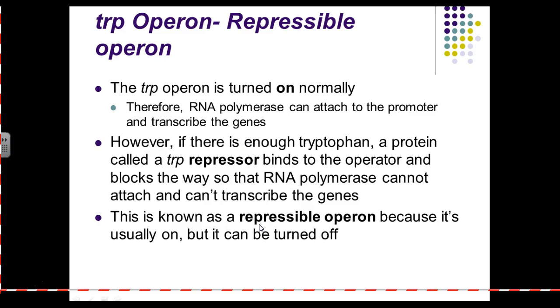So it's normally on, but it can be repressed or shut down or turned off if need be. If there's plenty of tryptophan in the environment, the tryptophan is a co-repressor, helps the repressor protein attach to the operator and block the passage of the RNA polymerase so that transcription cannot happen. So it's a repressible model as long as it's normally on, but occasionally gets turned off.